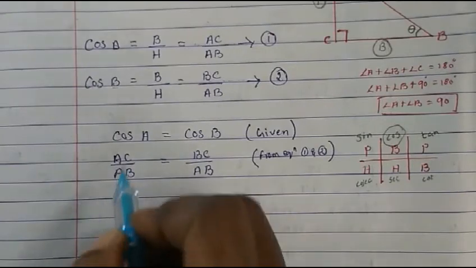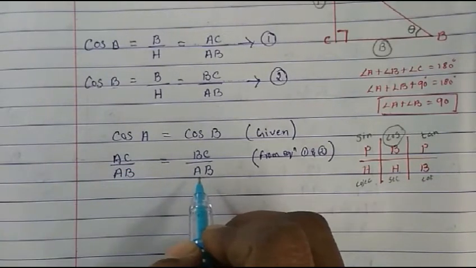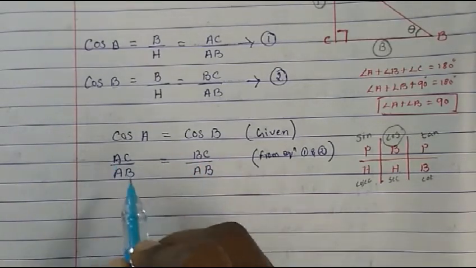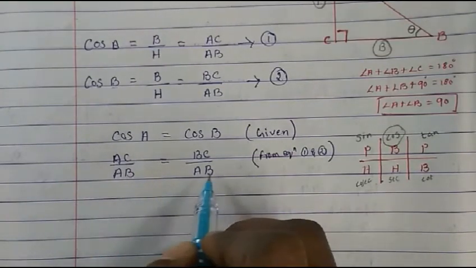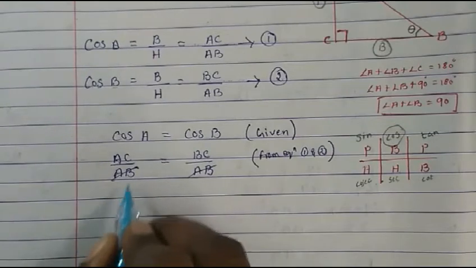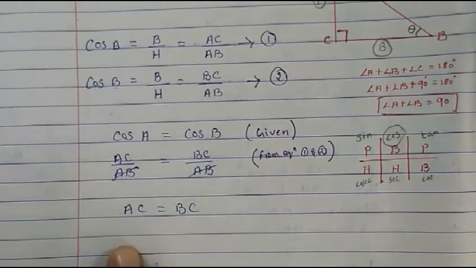So now you see in the denominator you have AB here and AB here. If you do cross multiplication also, AB will go that side, AB comes this side, so on both sides we can cancel. Otherwise, since the denominator is the same, you can directly cancel here also. So then what we get? AC is equal to BC.